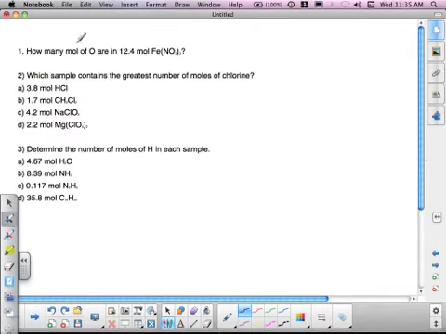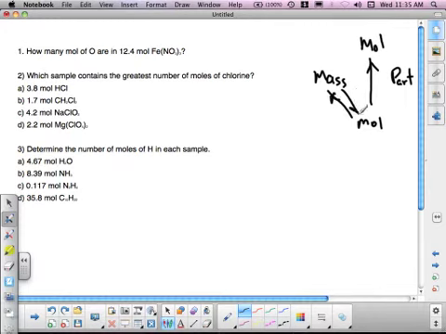All right, here we go. And real quick, mole chart. Mass, mole, particles, and then up the middle. I don't think we're going to need much more than just looking at formulas and subscripts.